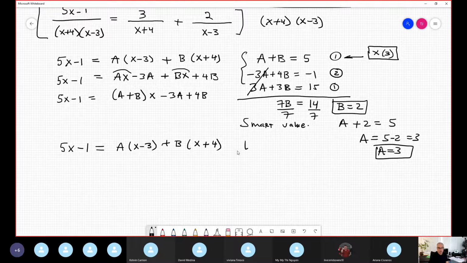For example, let me try to get x equal 3. So use substitution here, x equal 3. 5 times 3 minus 1 is equal, wow, look at that. A is 3 minus 3 is 0. I intentionally put 3 and -4 as the smart values to make one part 0. This part is 0.